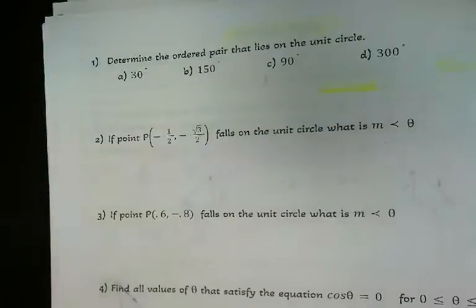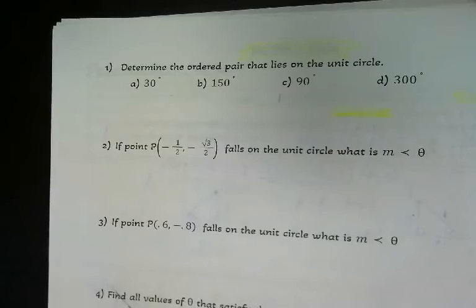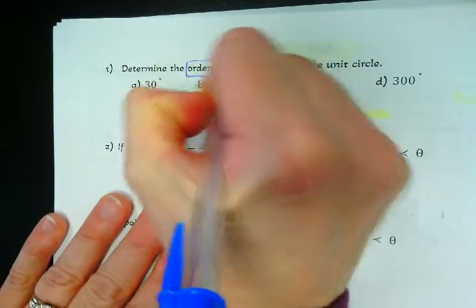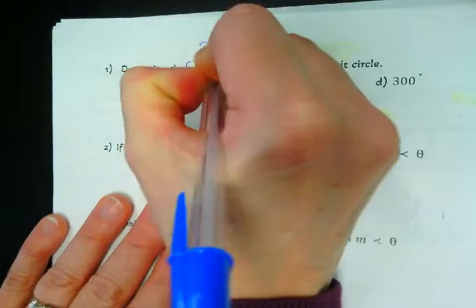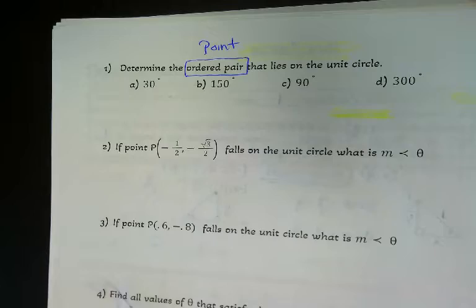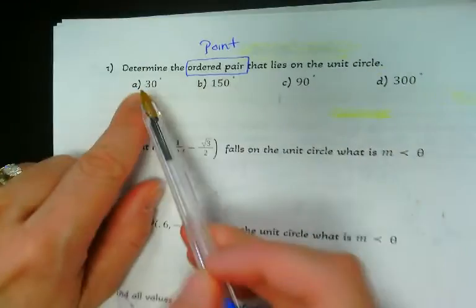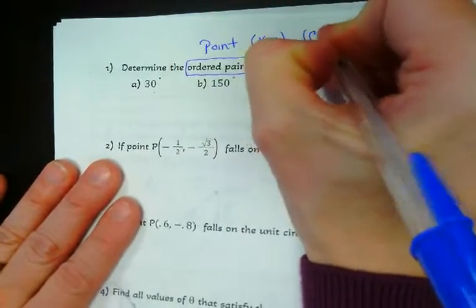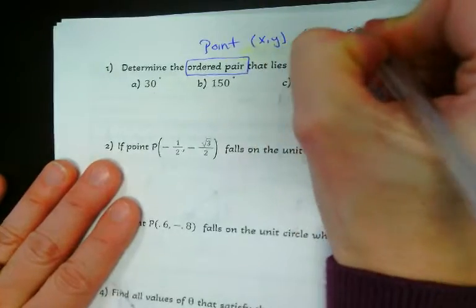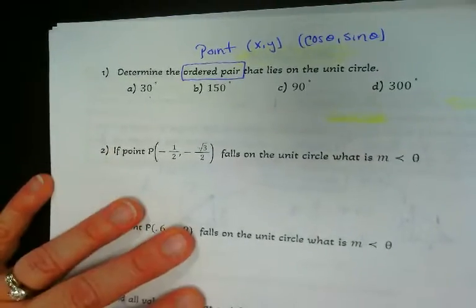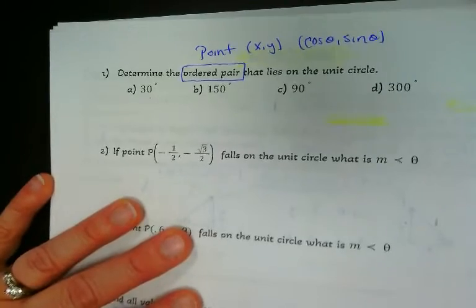All right, here's what you're going to have to do. Number 1, determine the ordered pair that lies on the unit circle. I want you to highlight the word ordered pair. Okay, you are looking for a point. You should be able to tell me the exact point on the unit circle. So when I see 30, every point is x comma y, but in trig it's called cosine theta, sine theta. Okay, that's what we've just spent the first 15 minutes talking about, cosine theta, sine theta.